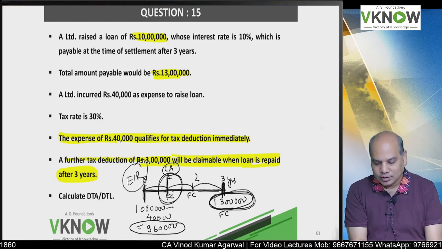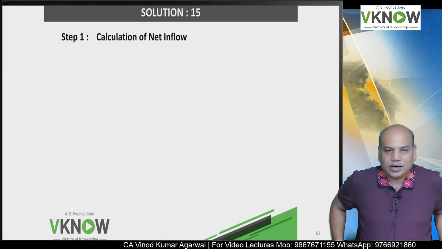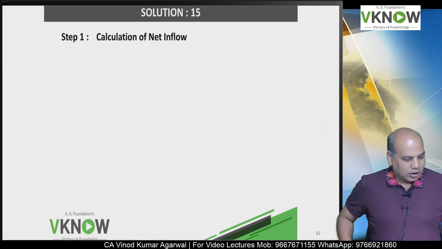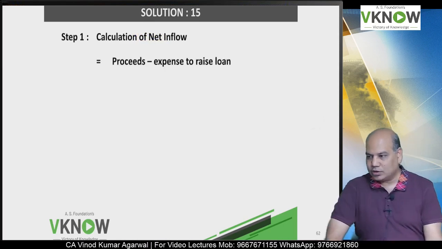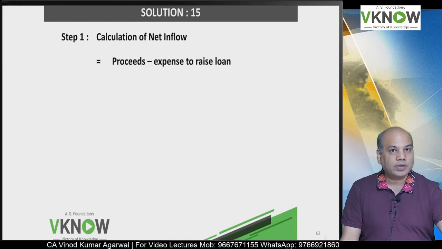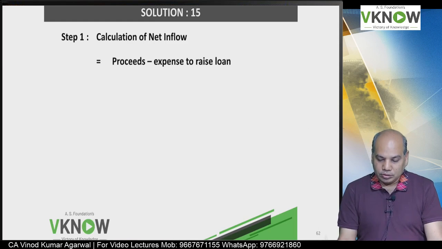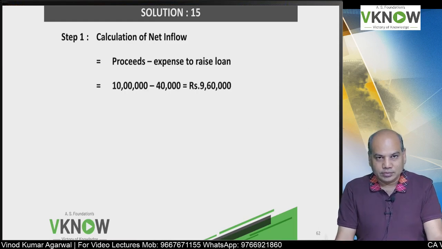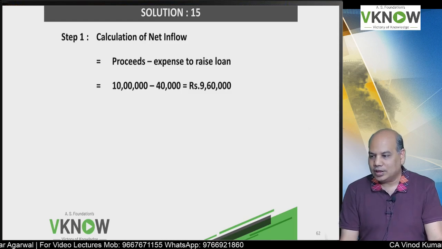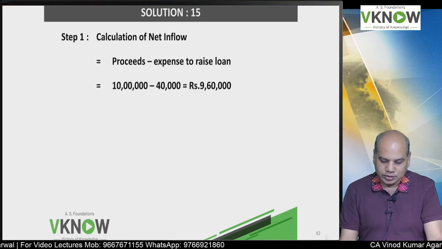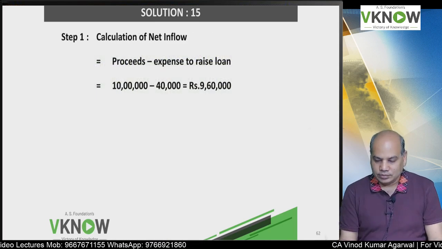So please write step 1, calculation of net cash inflow. Under that you write down proceed minus expense to raise the loan. Student will remember we have done one chapter financial instrument. For a liability which is measured at amortized cost, we record the liability at proceed minus transaction cost. 10 lakh minus 40,000, 9 lakh 60,000.